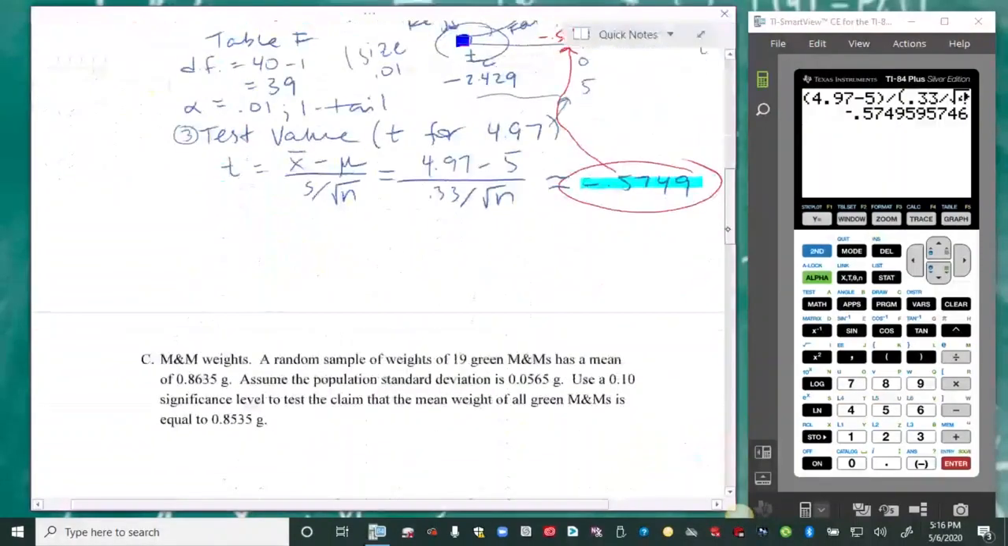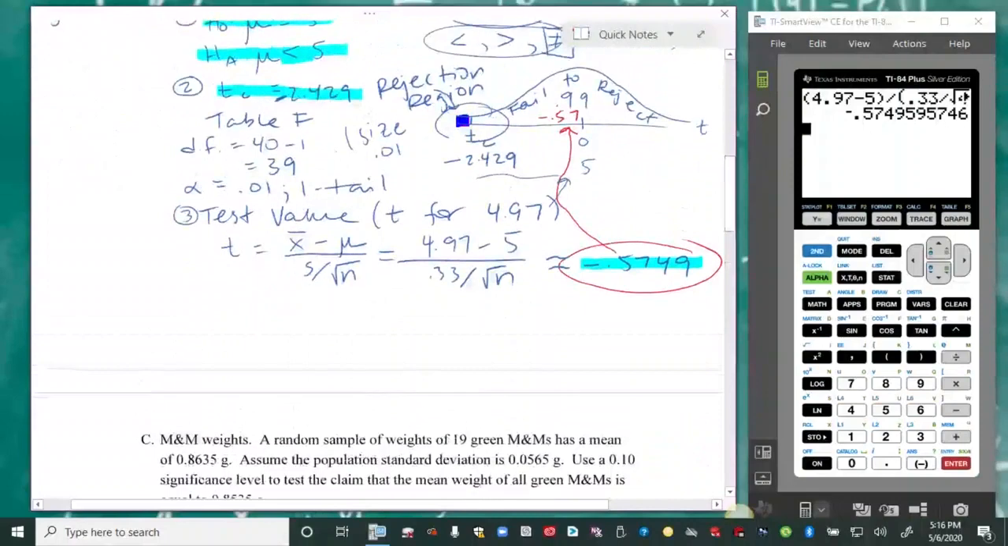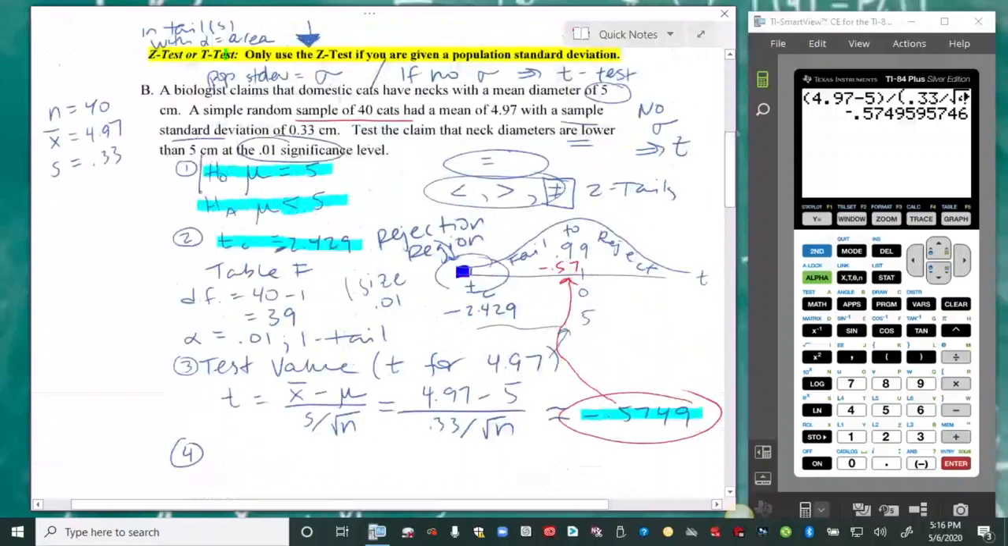Step 4 is my decision. There are only 2 options for the decision. I'm either going to reject the null hypothesis, it's all based on my null hypothesis, or fail to reject the null hypothesis. My sample was actually pretty darn close, and it certainly wasn't more than 2 standard deviations away. So it was pretty darn close to 5. So for my conclusion, I can't reject. So I'm going to fail to reject the null hypothesis. And I just write it like that. Let's highlight that guy too.